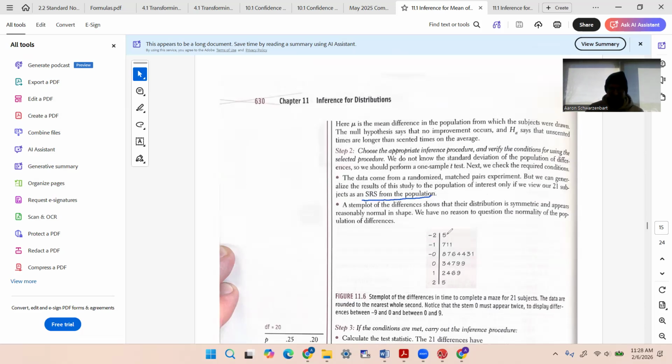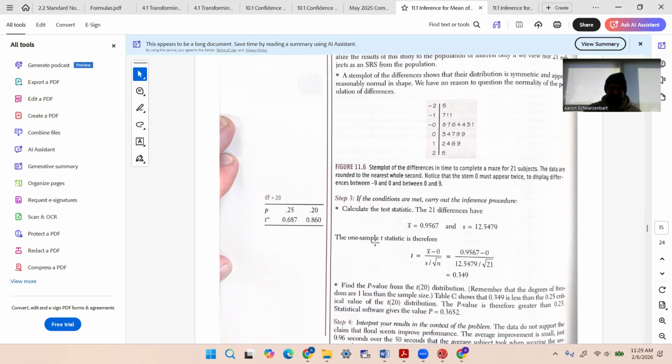Okay. We're looking for normality. This looks approximately normal with sample size 20, or sample size 21. It is plenty normal to meet the normality condition. Okay, they show a stem plot. It says the distribution is symmetric and appears reasonably normal in shape. We have no reason to question the normality of the population of differences. And you could say we have no reason to question the normality of differences with sample size 21. Okay, the central limit theorem kind of gives us that.